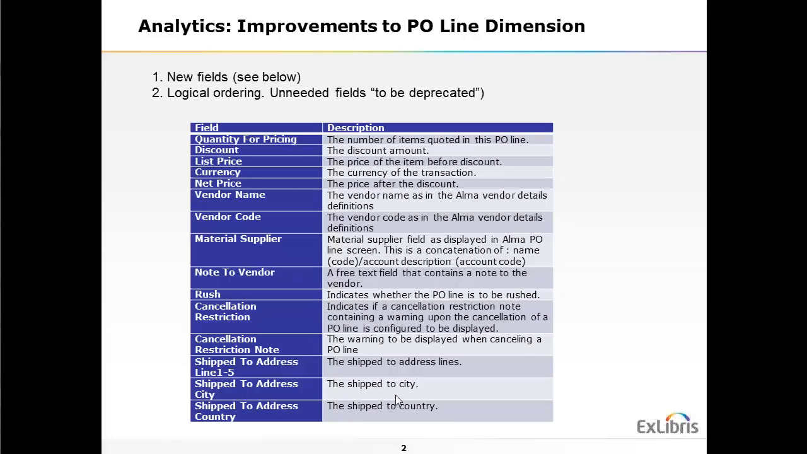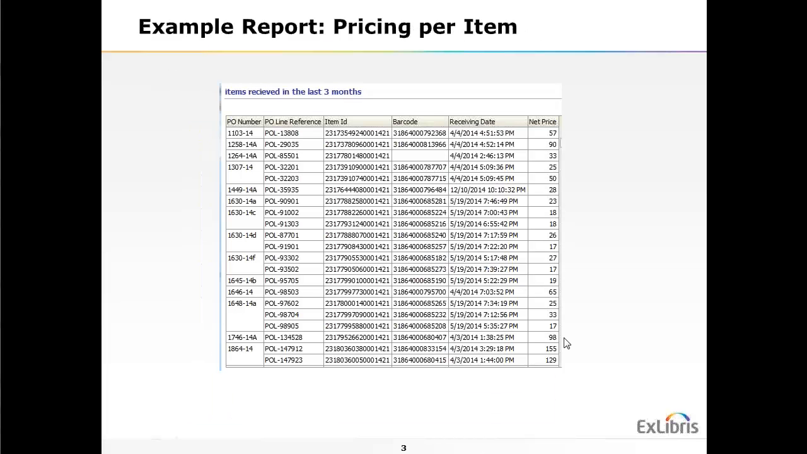And you'll also see that there were some older fields that are no longer needed, and they are now marked as to be deprecated. So we have improvements to the PO line dimension. And basically, this allows you to create new reports that were previously not possible to create. For example, you can create a report of the price per item. So the PO line dimension is now available for items as well, with these new fields that we've seen.